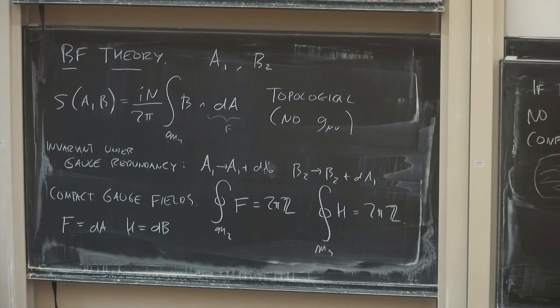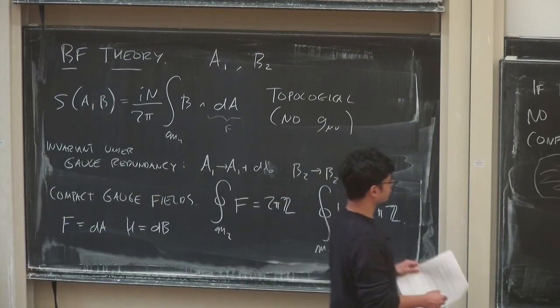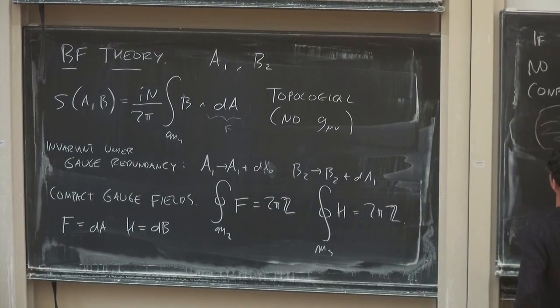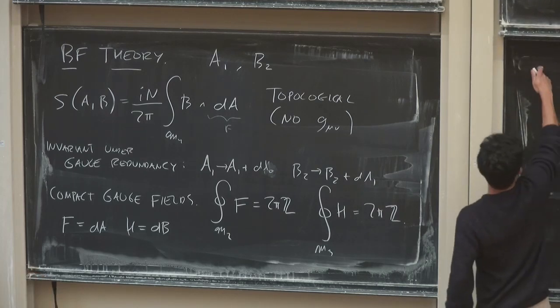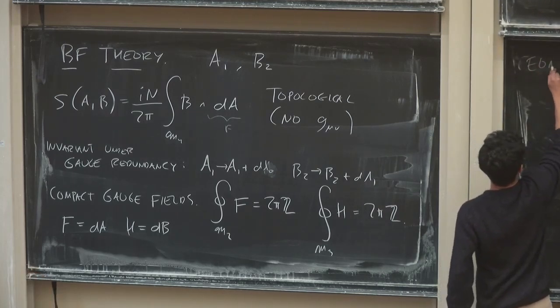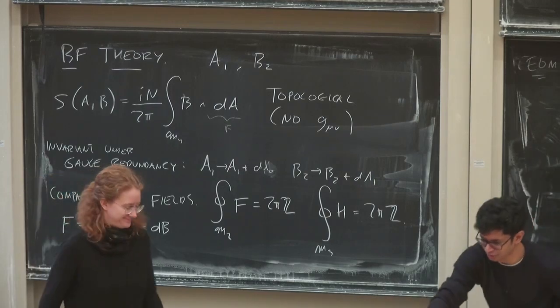You are correct that the equations of motion of both A and B are going to be quite trivial. If you vary this action with respect to B, then it looks like you get F equals 0, right? Maybe this is a good time to do this, actually. The equations of motion are pretty lame.